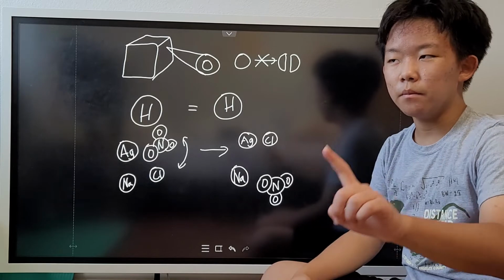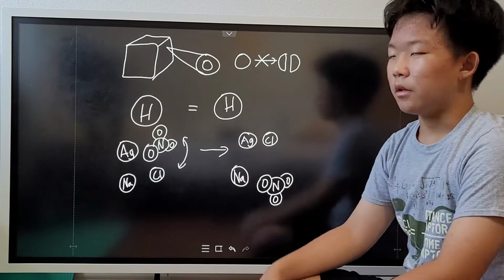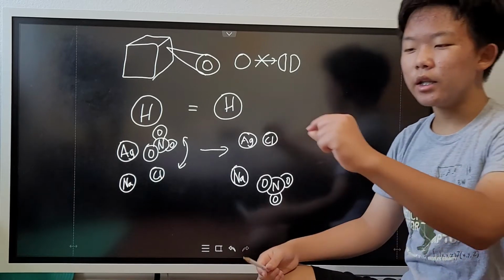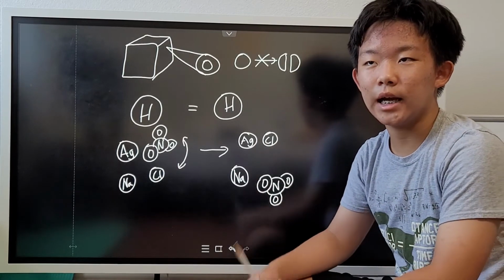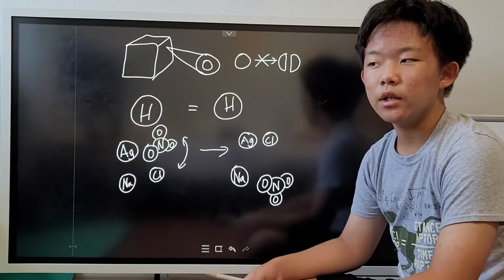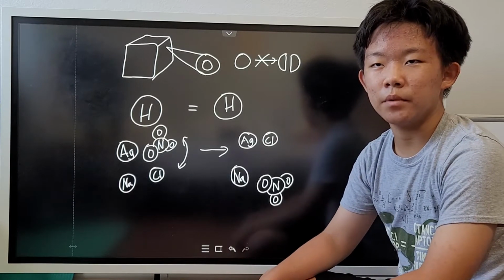The first law is that all matter, including us, everything you can see right now, is made of tiny indivisible particles known as atoms. These atoms cannot be created, destroyed, or chopped into 2 or more pieces.